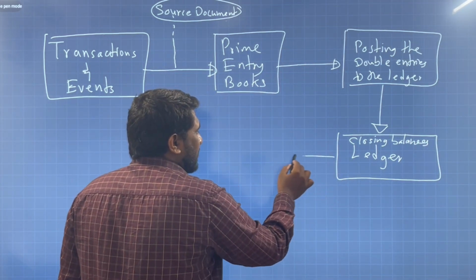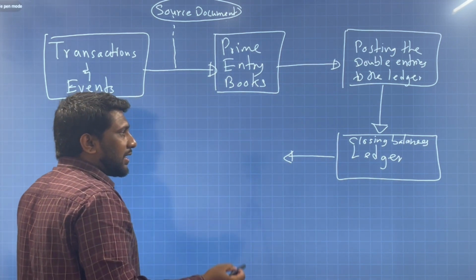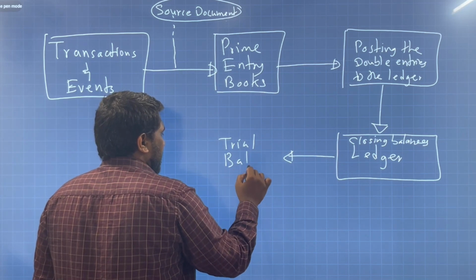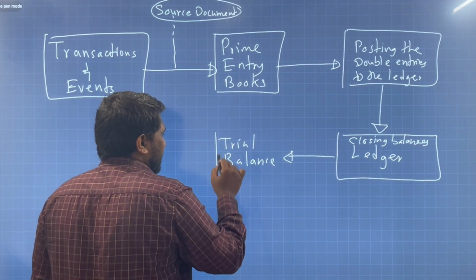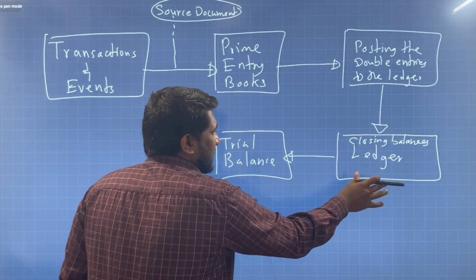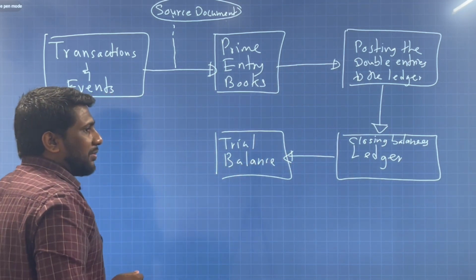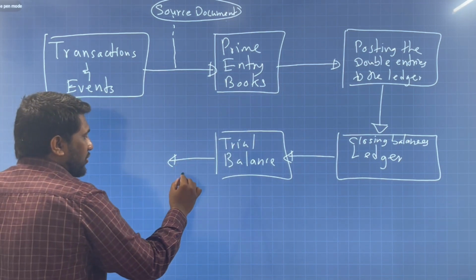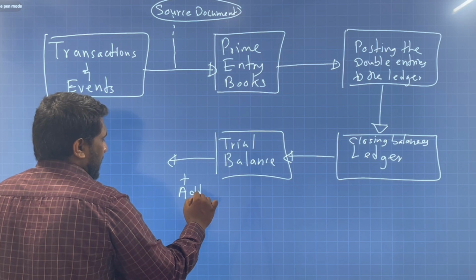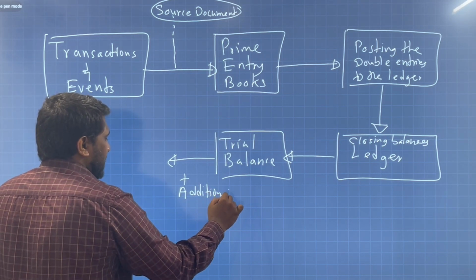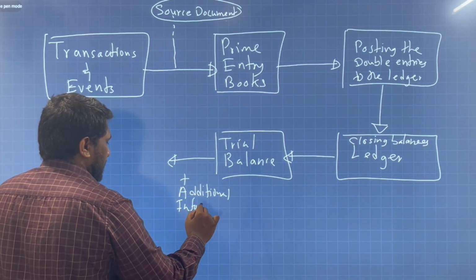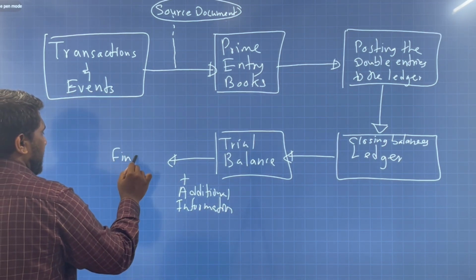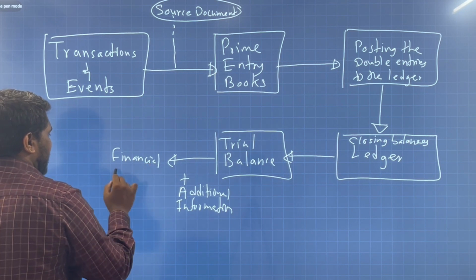Using these closing balances of the ledgers, next we will be preparing something called the trial balance. Using the closing balances of the ledgers, we will be preparing the trial balance. Then next, using the trial balance and some additional information, in financial accounting, we will be preparing the financial statements.